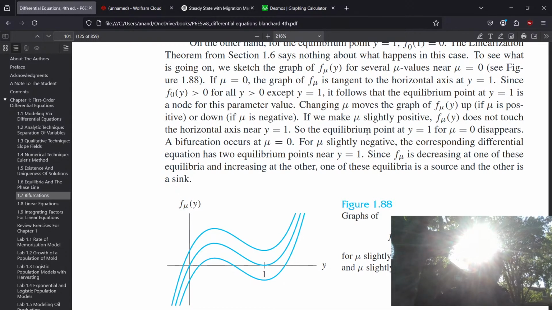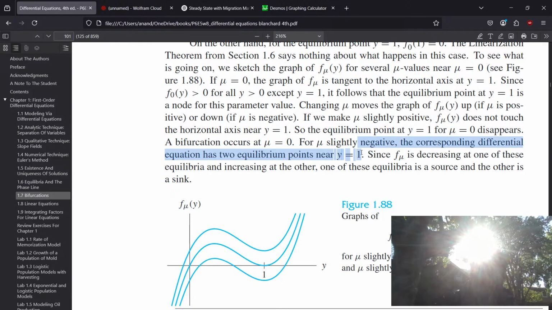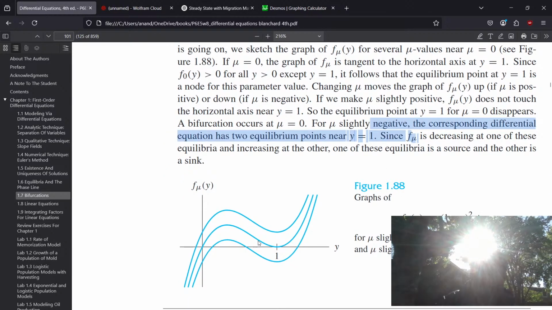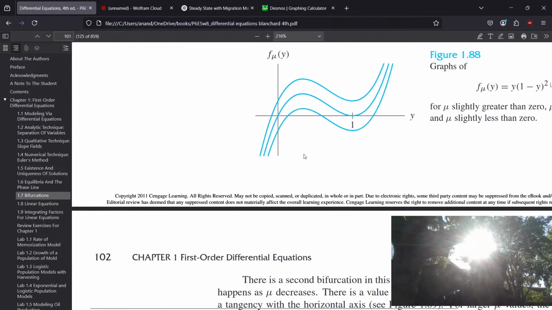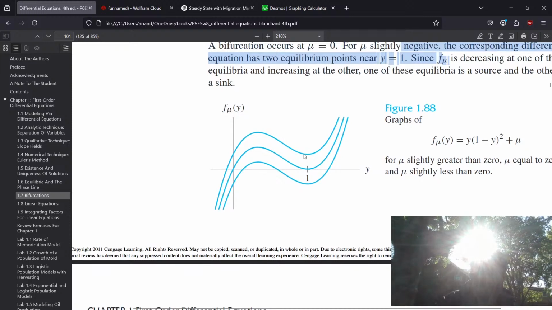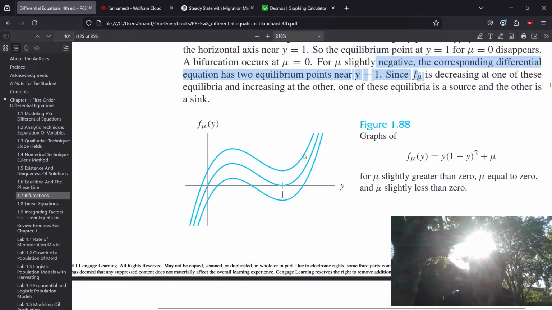For mu slightly negative, the differential equation has two equilibrium points near y equals 1. Since f sub mu is decreasing at one of these and increasing on the other, one's a sink and one's a source.